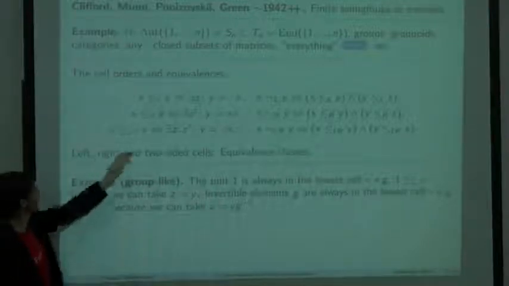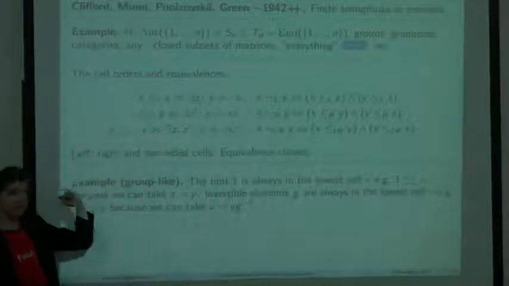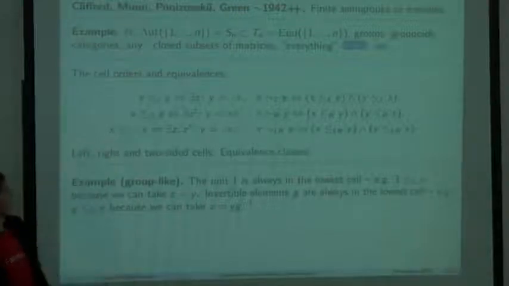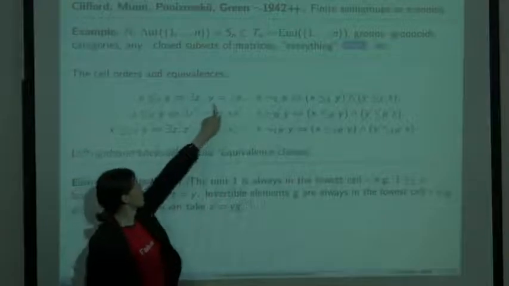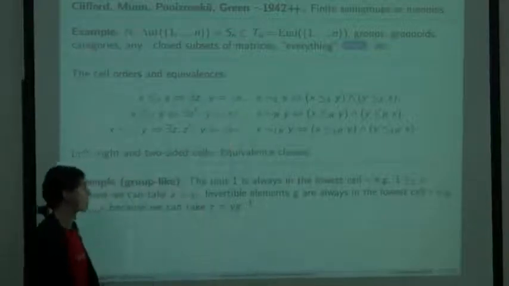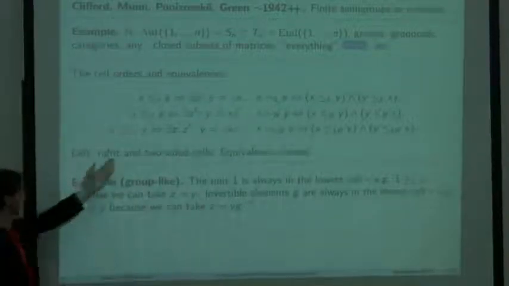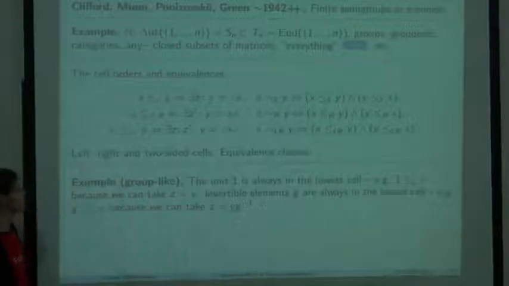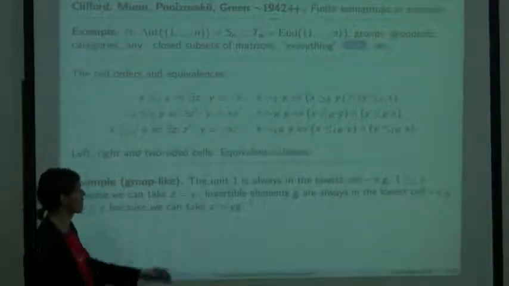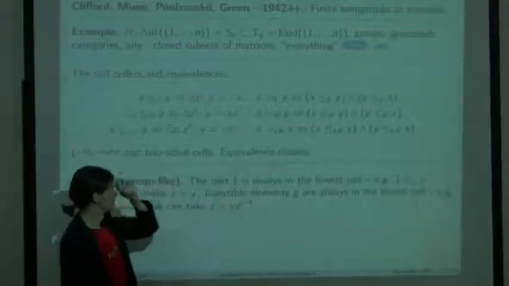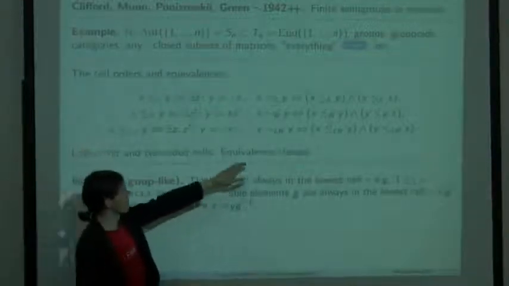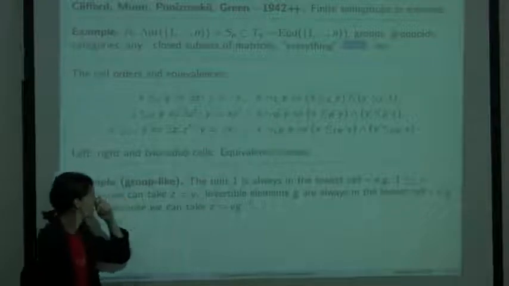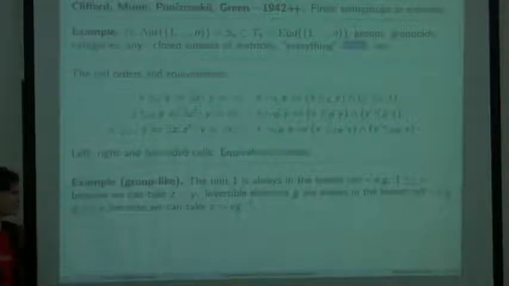The idea is you just say x, an element of my semigroup, is left lower than y if you can find a z such that y can be factored using z from the left. Same from the right, same left, right. So this gives you a partial ordering, and you take equivalence classes under this order relation. And that's what you call cells.